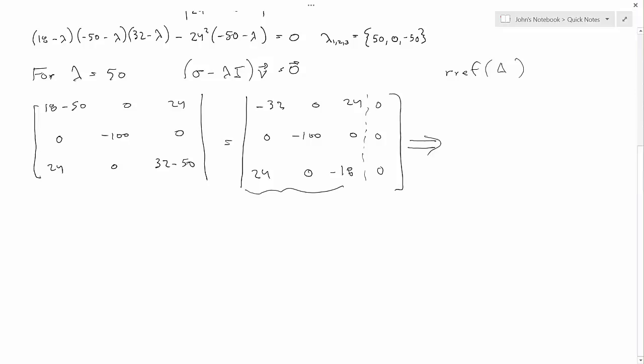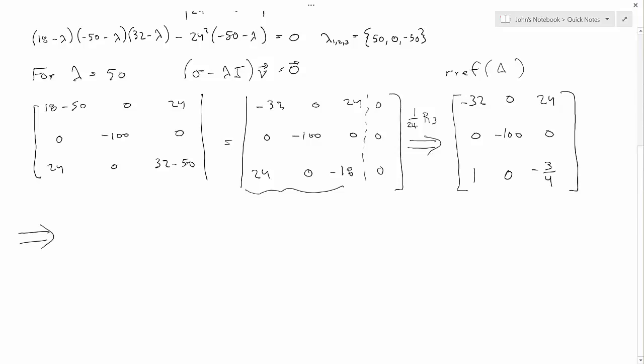All right, I'm going to take 1/24 of row 3. So I have 1, 0, minus 3/4. Right? 0, minus 100, 0, minus 32, 0, 24. Okay?